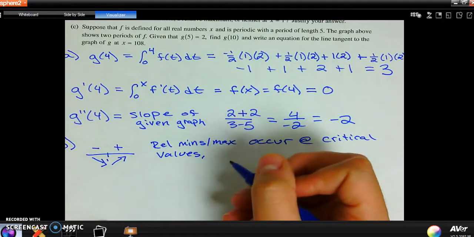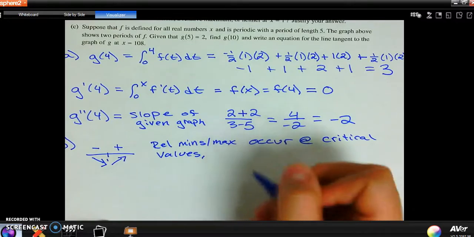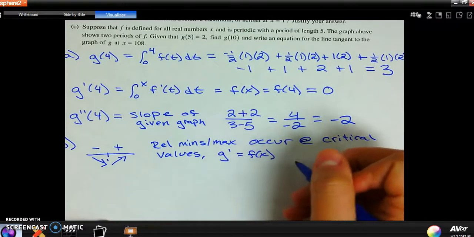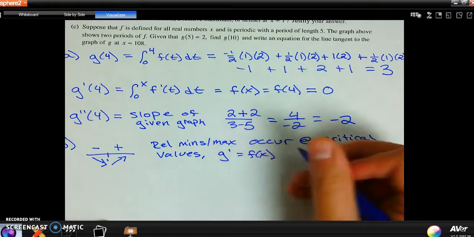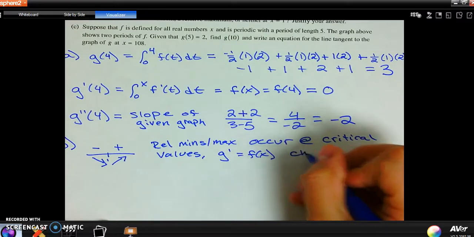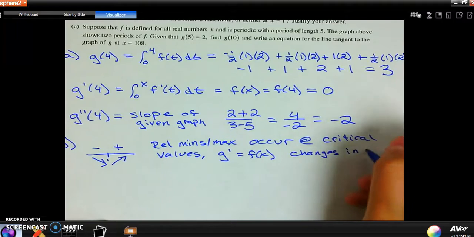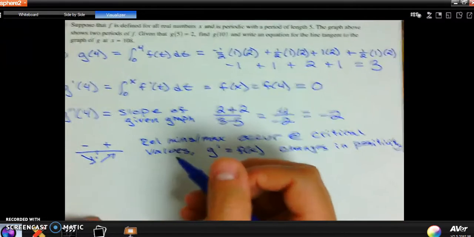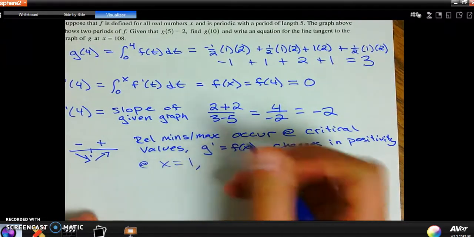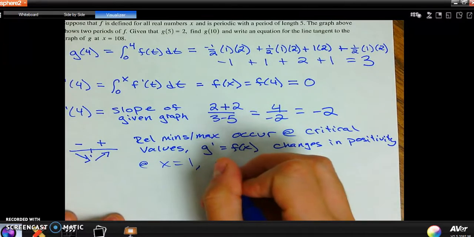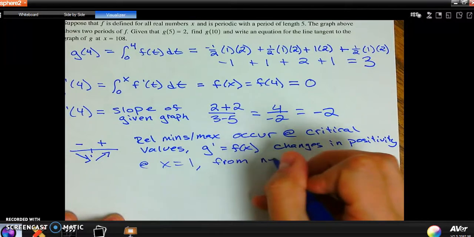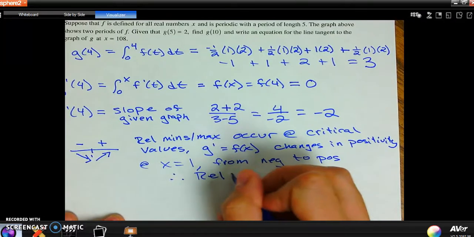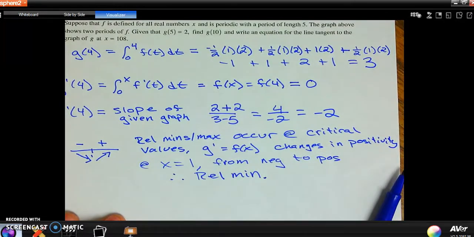And for this, we have g prime is equal to f of x. So we want to know where that changes positivity. There are going to be zeros, so look for changes in positivity. So at x equals 1, the graph goes from negative to positive, and therefore it is a relative minimum. Okay, so we've got that.